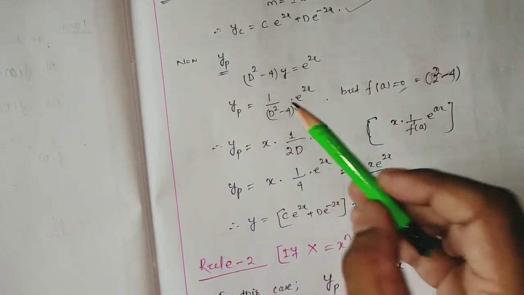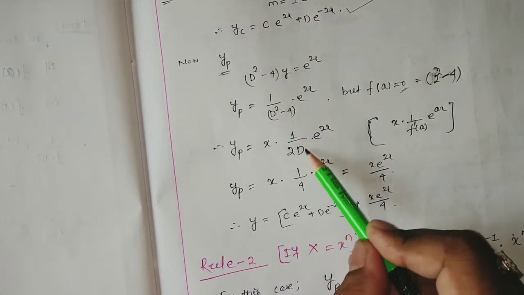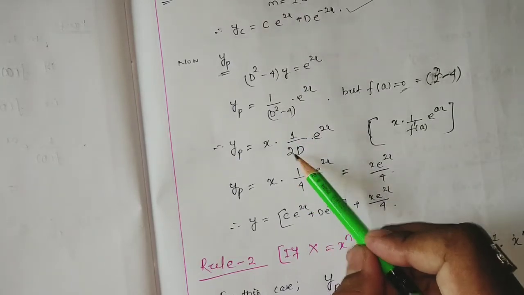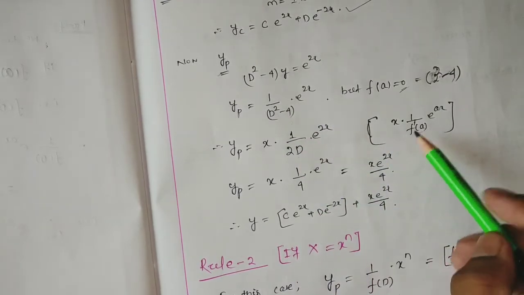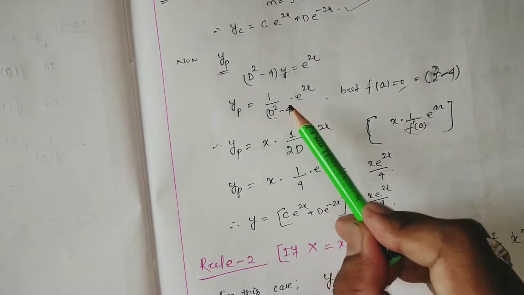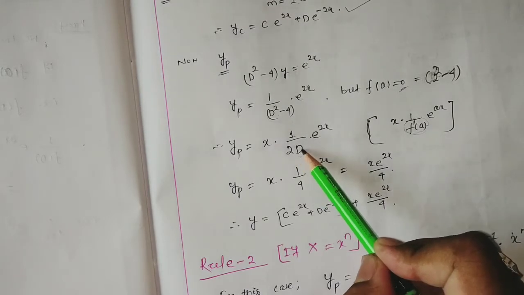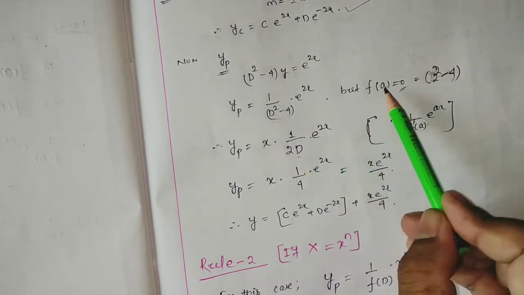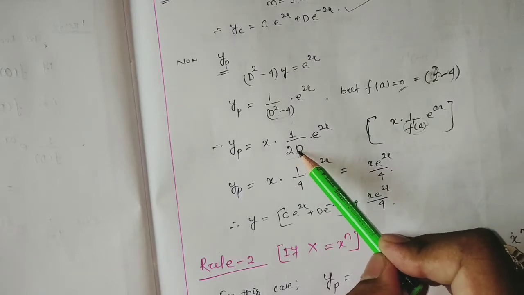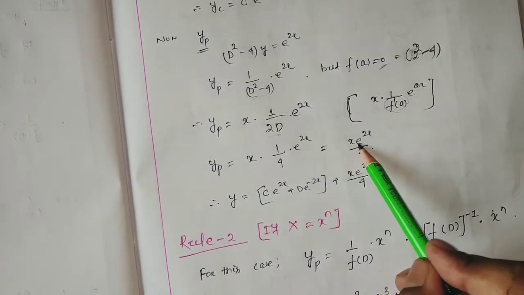yp will be x into the derivative of this one first, and we have to substitute a in d. The derivative of this one is nothing but 2d into e to the x, but we have to consider f dash a. f dash a means first we have to take the derivative, then substitute the value of a instead of d. Wherever we have d, there we substitute the a value. So the derivative is 2d. Now we substitute the a value at each d, so I put 2. 2 into 2 equal to 4. So x into 1 by 4 into e to the 2x, so x e to the 2x by 4.